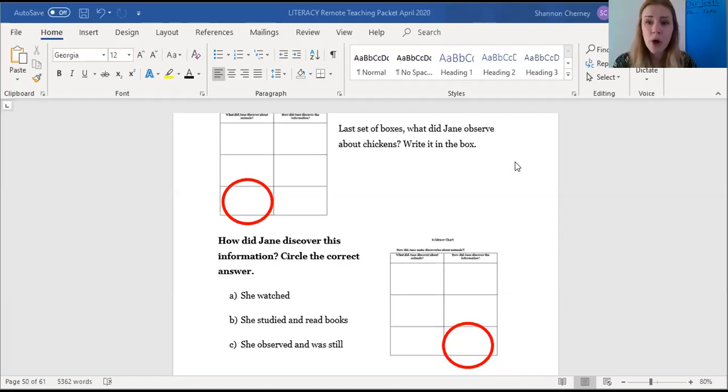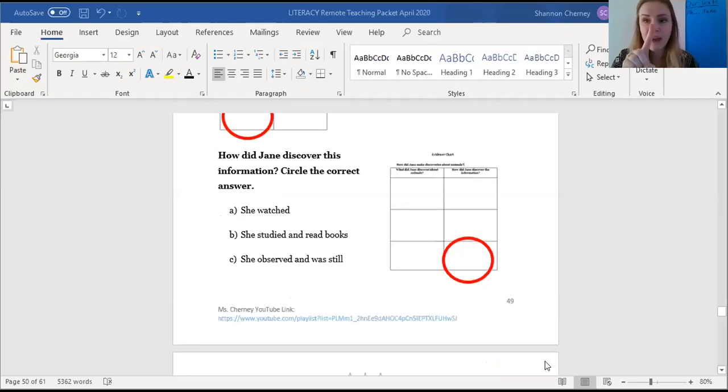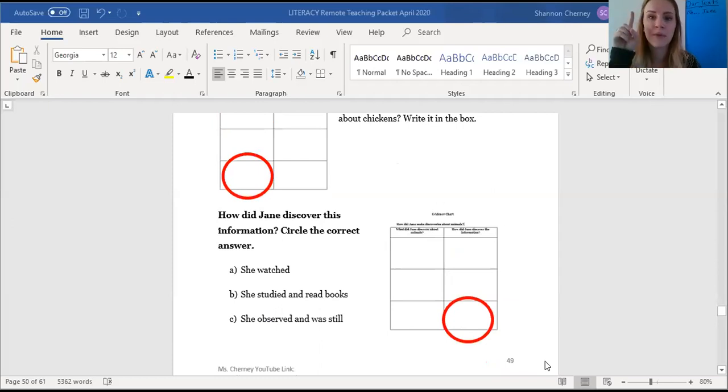You're going to think about what did she observe about chickens? You're going to figure out how she learned that about the chickens, and you're going to fill that in the last two boxes of your charts. So one more time, you are going back to the video, finding the page about chickens, writing down what Jane discovered about chickens and how she discovered it.